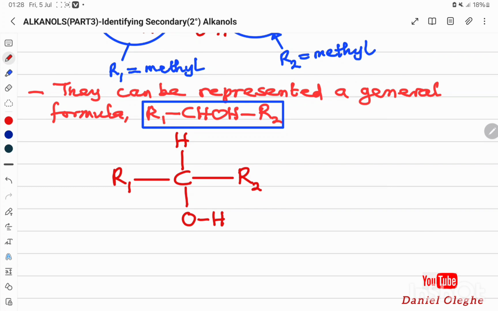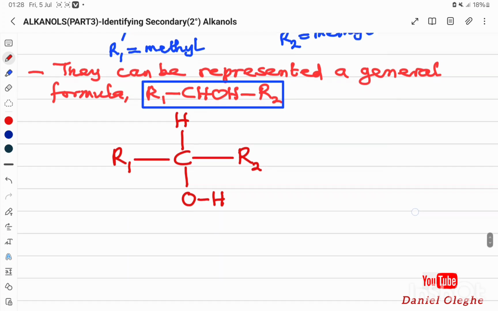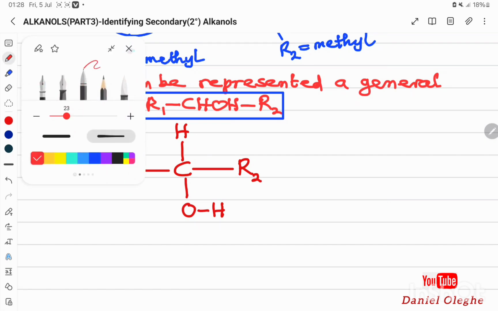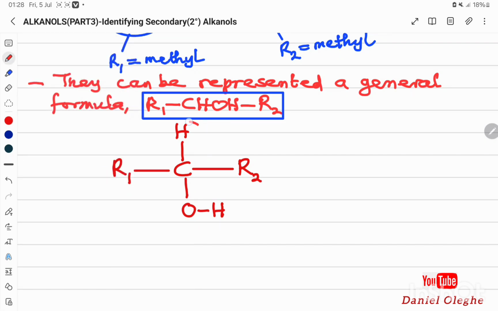Don't forget that I said the two R's, R1 and R2, may be either the same or different. So this is an alkyl group. Now, from this general formula or structure, we can identify something at the middle, which is the CHOH at the middle. This is a group that we can use to easily identify a secondary alkanol.